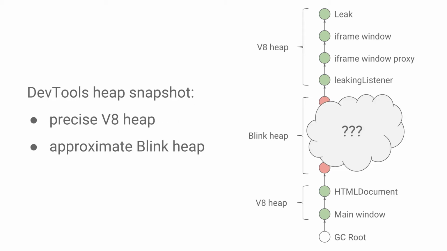And we have DevTools snapshots, which have been precise for V8 for a very long time, but they had the problem of being only approximate for the Blink heap. So it was quite hard to find leaks. We've had examples on popular websites where we knew that there were leaks. We knew that they were part of some event listener handling, but we still couldn't find them. So that hints to a problem that some tooling is missing there.